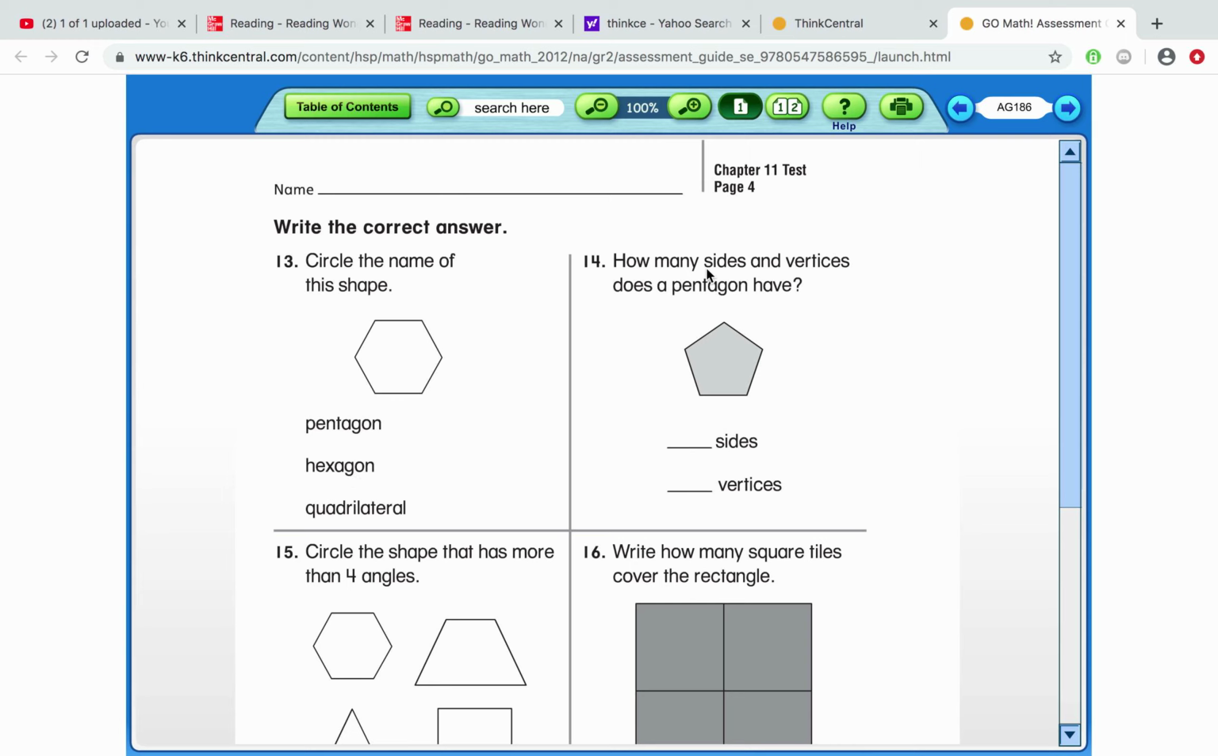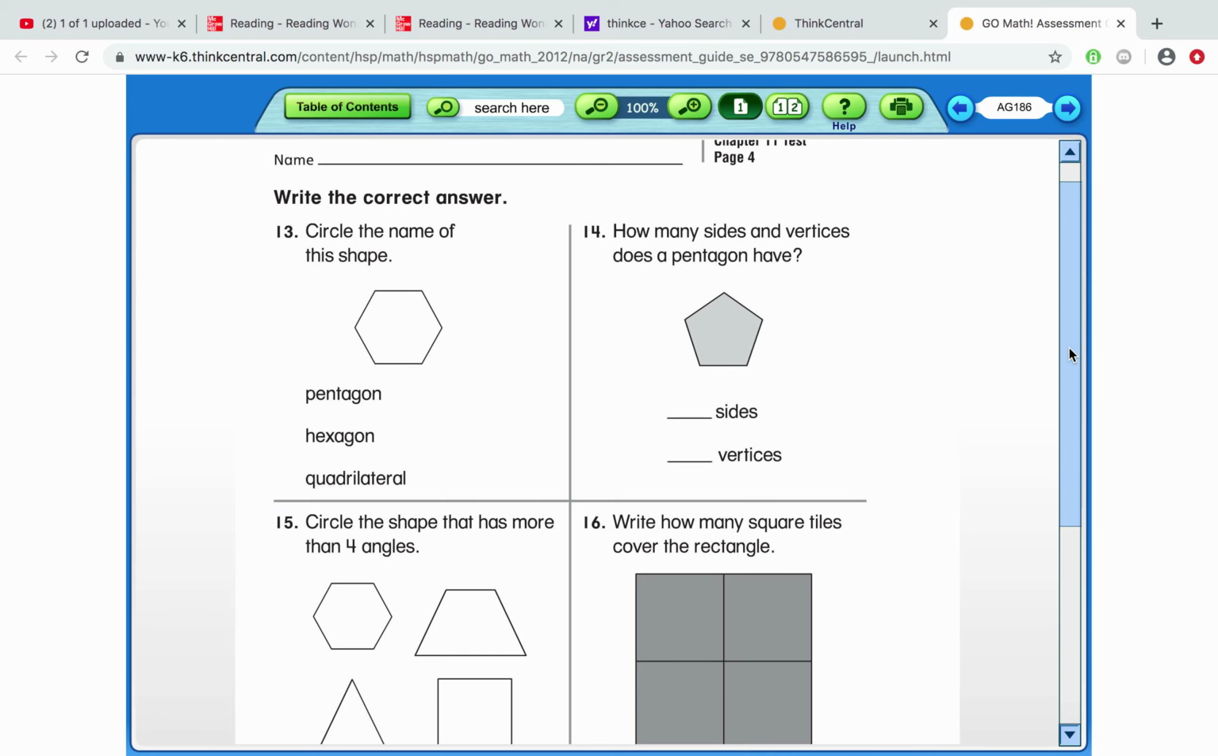Number 14, how many sides and vertices does a pentagon have? We've talked a lot about this already. I want you to think about that and write your answers. All right, I hope you wrote down 5 sides and 5 vertices. A pentagon has 5 sides and 5 vertices.